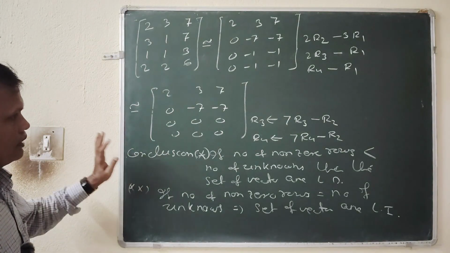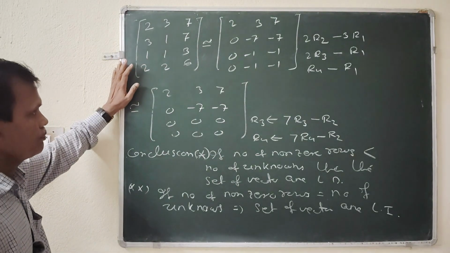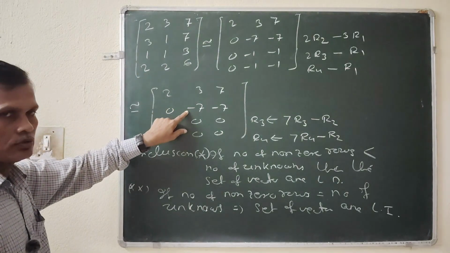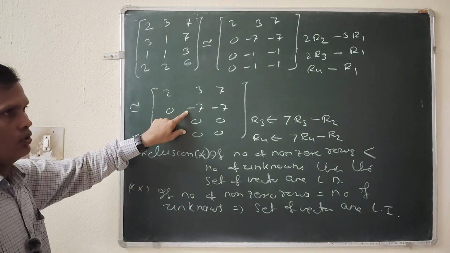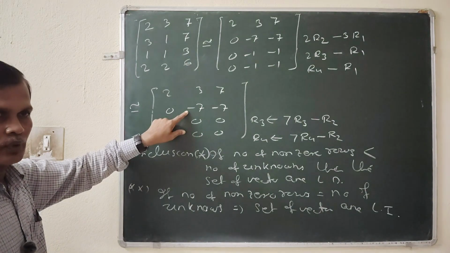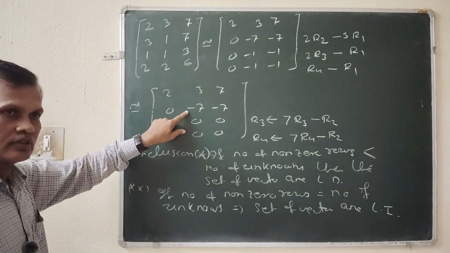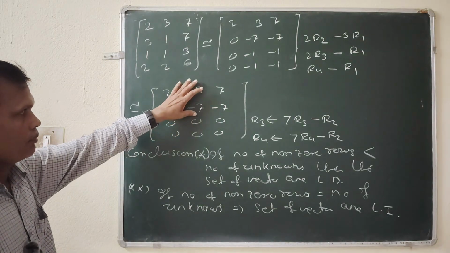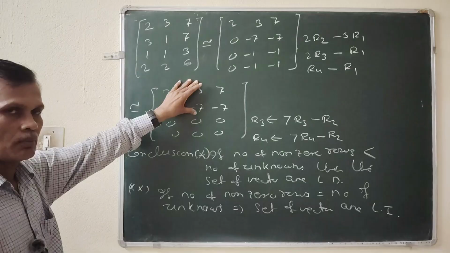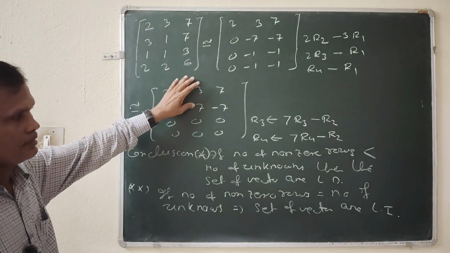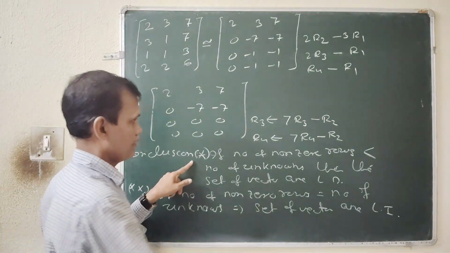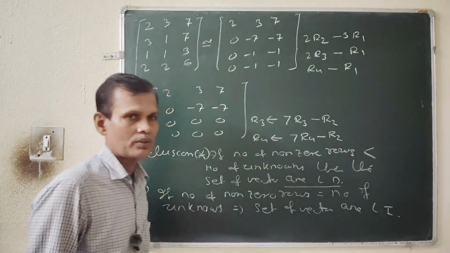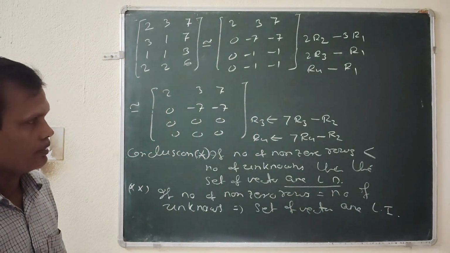Now you come to the concerned problem. In the concerned problem, how many non-zero rows? Two non-zero rows. What are the scalars we have considered? Alpha 1, alpha 2, alpha 3. Why have we considered three scalars? Because there are three vectors, right? So the number of non-zero rows is 2, the number of vectors is 3. So 2 is less than 3. So this is the less than case. When less than, the vectors are linearly dependent. That means v1, v2, v3 are linearly dependent.